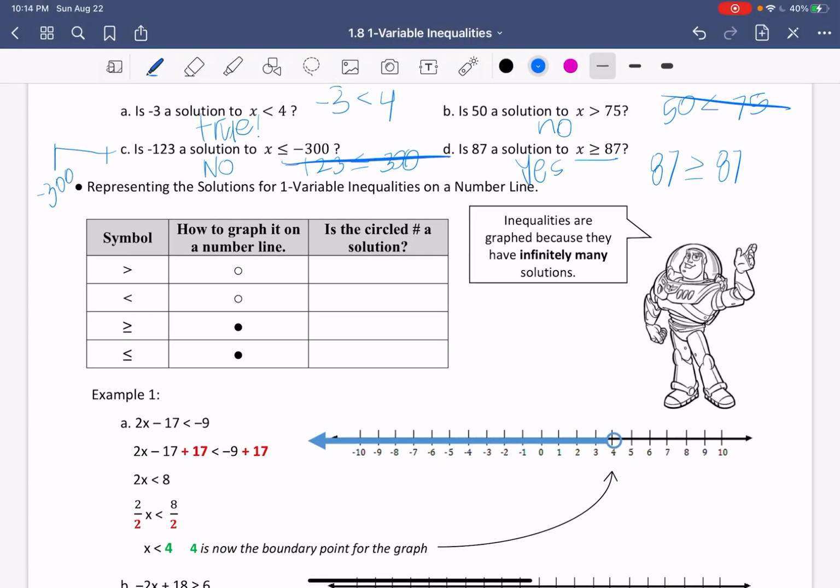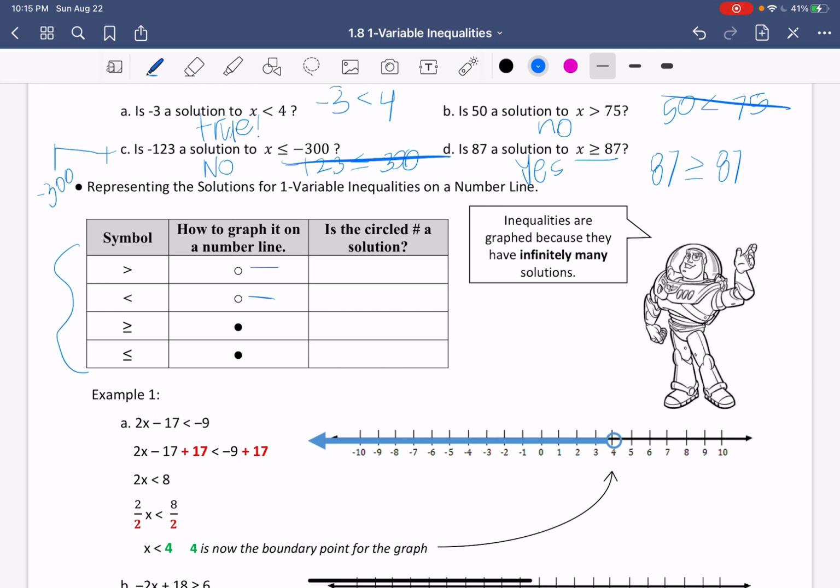All right, so now let's talk about how to represent those solutions for one variable inequalities on a number line. We know that we can picture the number line in our head for help on which symbol we're going to use, but we can also actually graph that on the number line, right? Each symbol is going to have a different way to graph it on a number line. For greater than and less than, for both of those, we graph it with an open circle. Open circle.